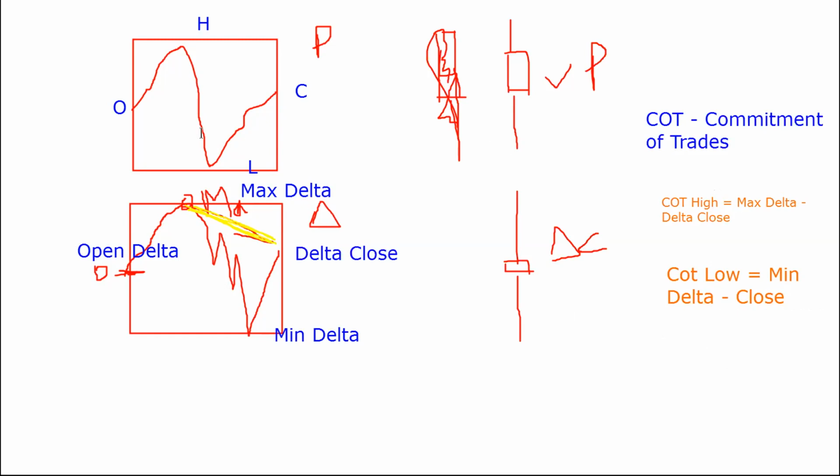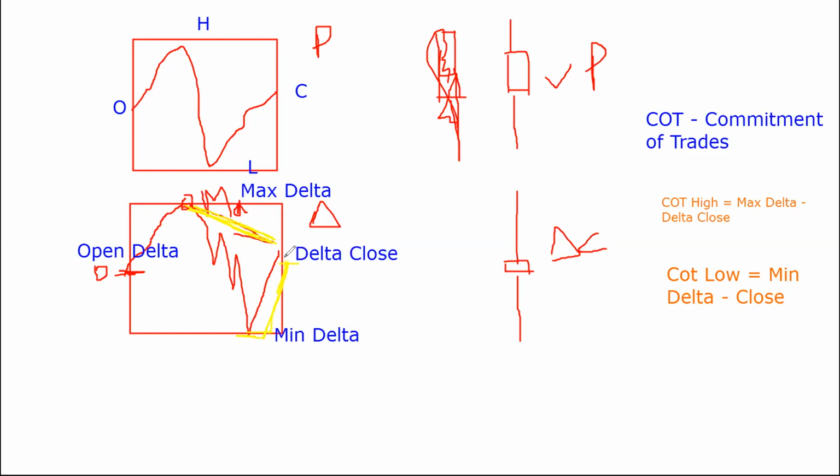The COT low here calculates from the min delta to the close. How much delta is involved over here. That is how much pressure it makes from the low of the delta to the closing of the delta, how much buyers or sellers are in control. That is what the COT high or COT low indicates. The purpose is to understand only the buying pressure or the selling pressure.